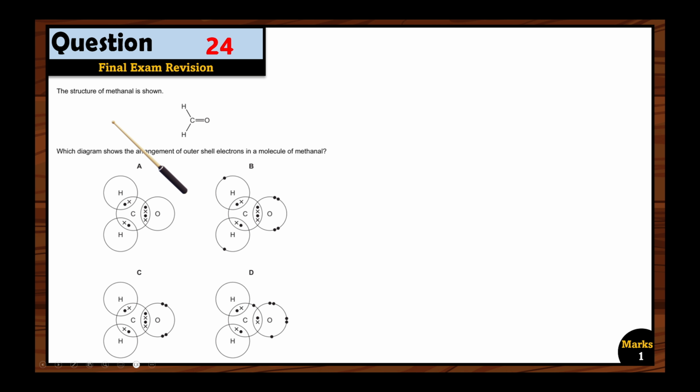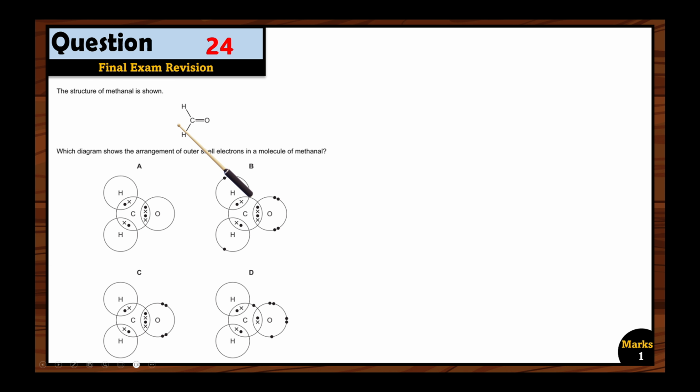Let's see methanol. So this is the structure of methanol. Which diagram shows the arrangement of outer shell electrons in a molecule of methanol? So for methanol, again, we have hydrogen here. Hydrogen should have no electron on its outside, okay? It should have only 1 electron that is shared inside. So inside it has the electron, but outside no. So that's okay. This one is rejected because you see, 1 is outside, but 1 is inside. So that's wrong. Hydrogen has only 1 electron. So option A, C, or D can be correct.